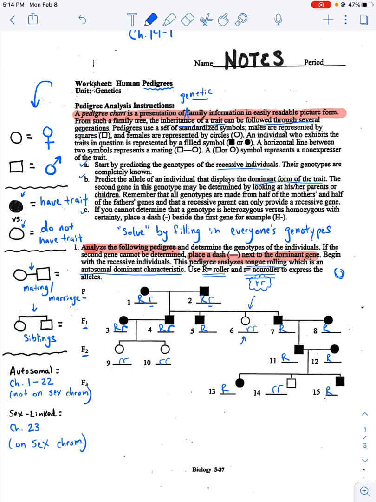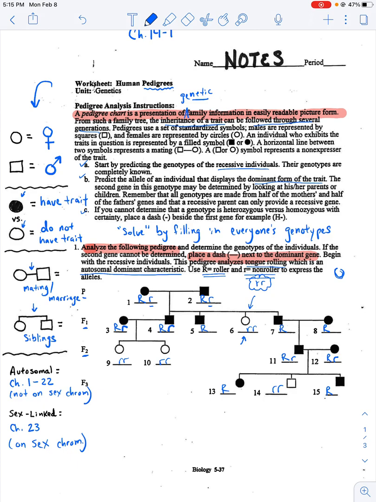Let's see if we can find other places that we can, again, use the offspring to figure out the parents. Well, here I have number 14, homozygous recessive, son of 11 and 12. That means that 11 must be heterozygous and 12 must be heterozygous. Now let's take a look at who is left. 7 and 8, 13 and 15 are the only people that we have not identified.